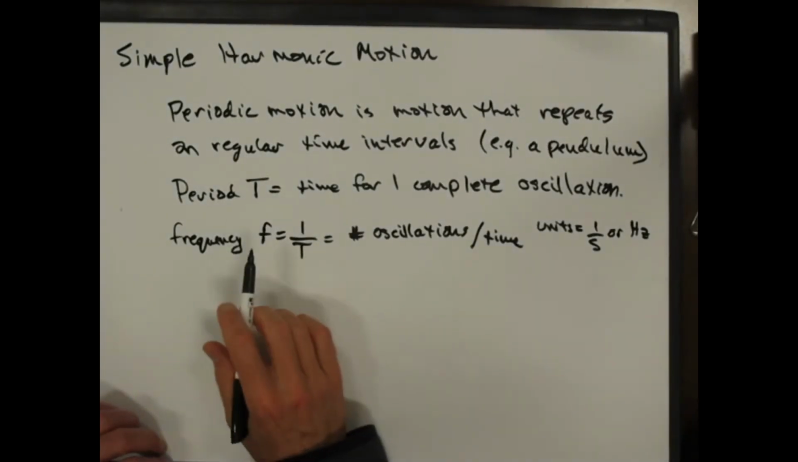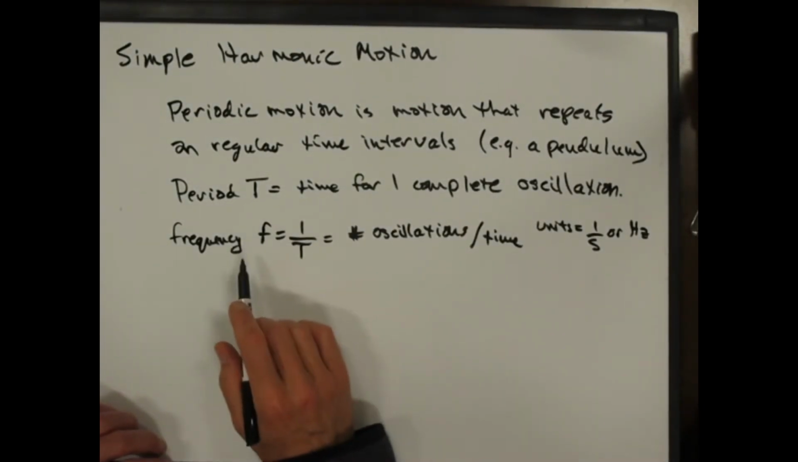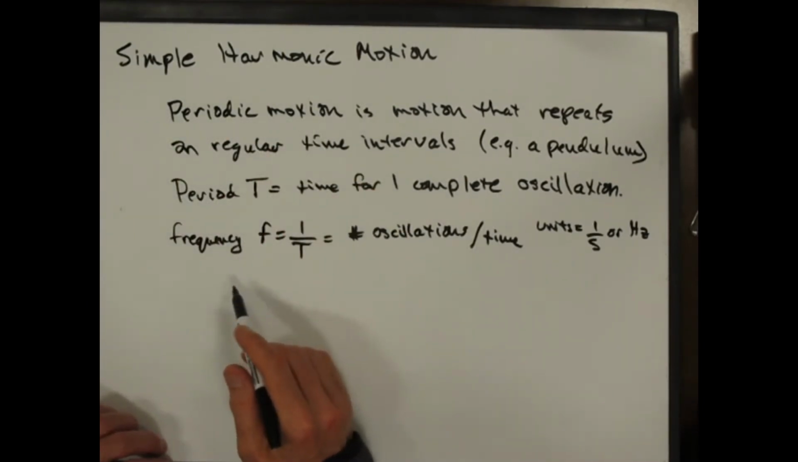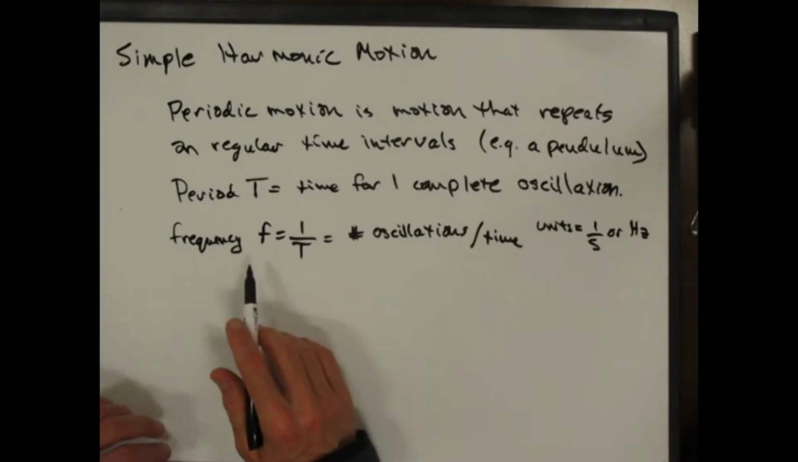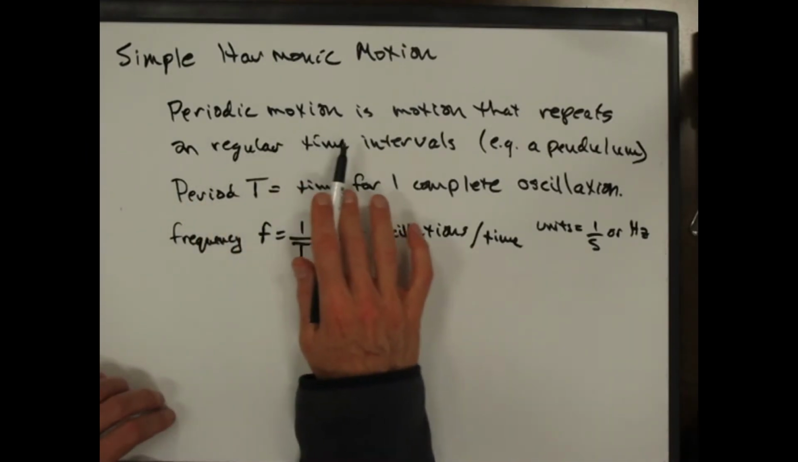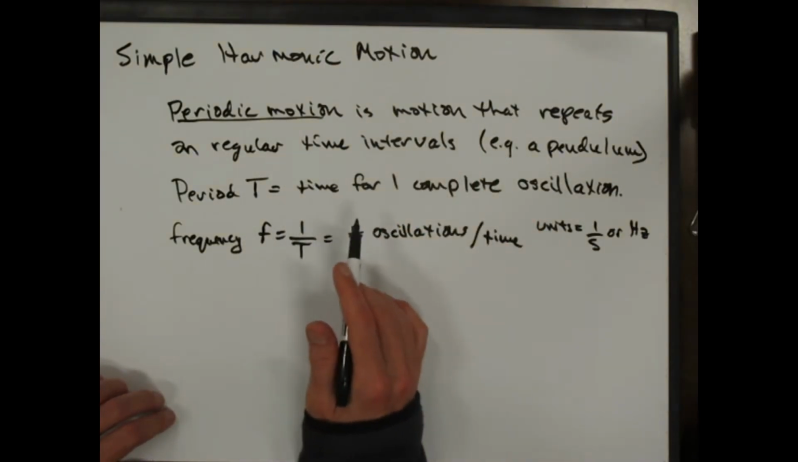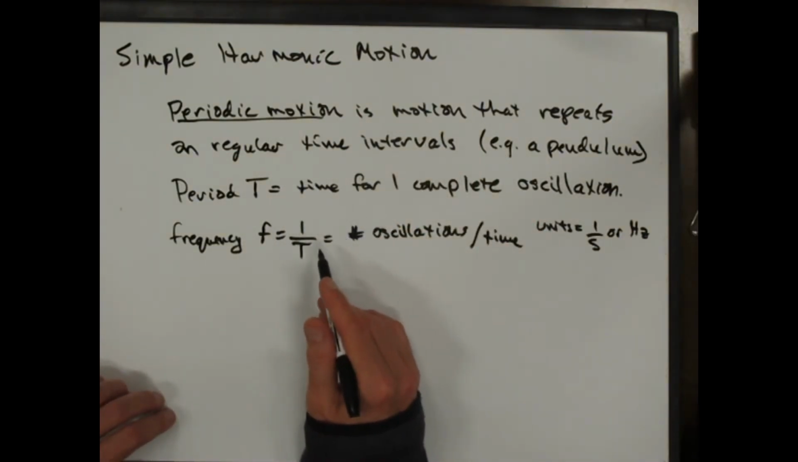So the last few sections of this chapter deal with oscillations and waves. Chapter 15 is called simple harmonic motion, and we'll talk specifically about what that means as we go. But we start out by just talking about periodic motion. Periodic motion is motion that repeats itself on regular time intervals.